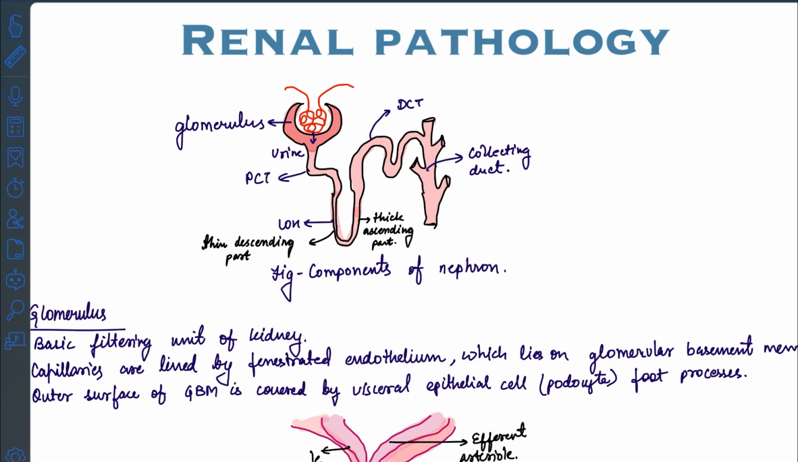Let's start with a new unit of pathology, that is renal pathology. Here, in this unit, we'll be learning about kidney and urinary tract disorders. The first thing in this chapter would be histology of the kidney. We must know about histology of kidney to go further.